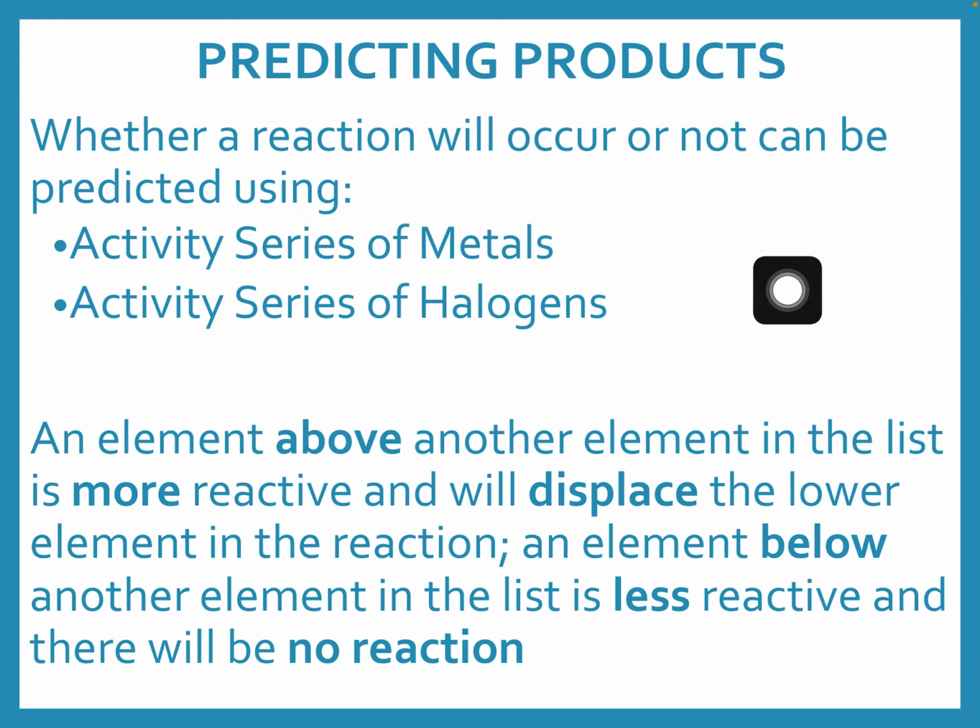Okay, so this just goes over what I said. Whatever element is higher up is more reactive, and then that will displace the lower element. So if the element is below, whether we're talking about the halogens for nonmetals or the activity series of metals, then there's no reaction, and we just write NR after the arrow to say no reaction would happen, so there are no products there.